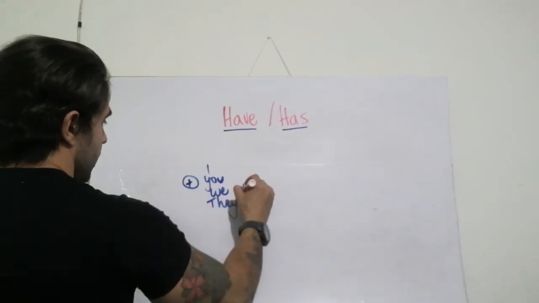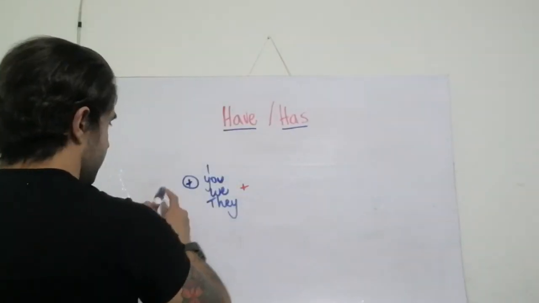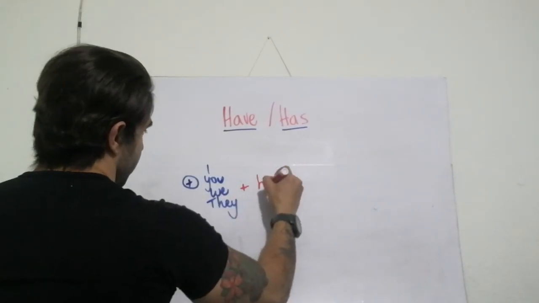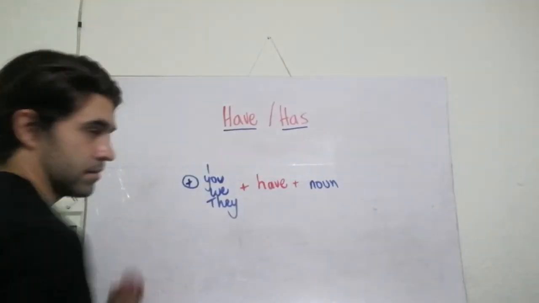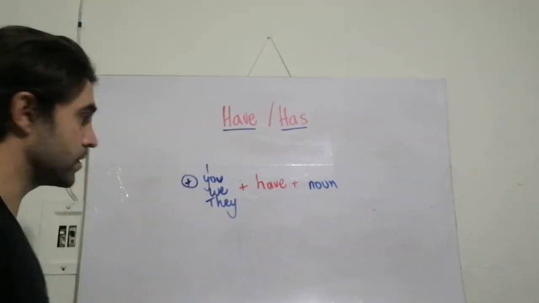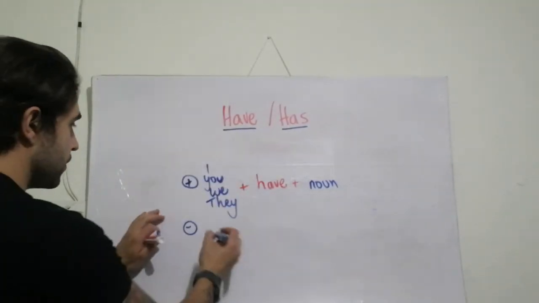We use the verb have. I'm gonna use another color. We use the verb have, and after that, we use the noun. That is the positive form. If we talk about the negative form, then the negative form is very easy.